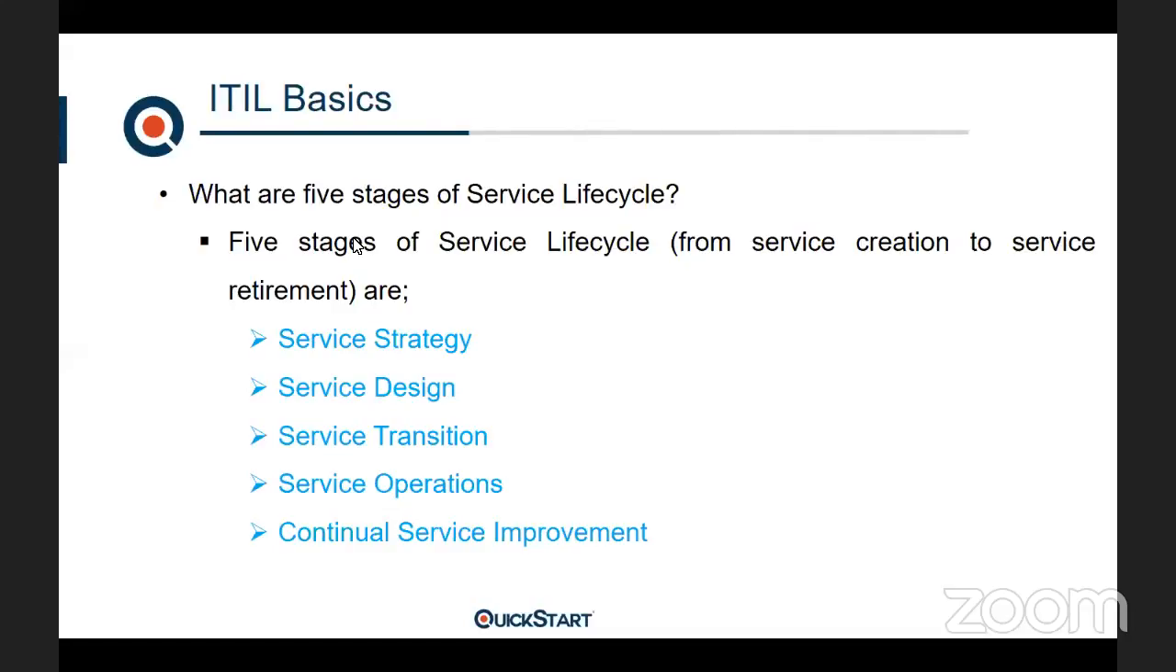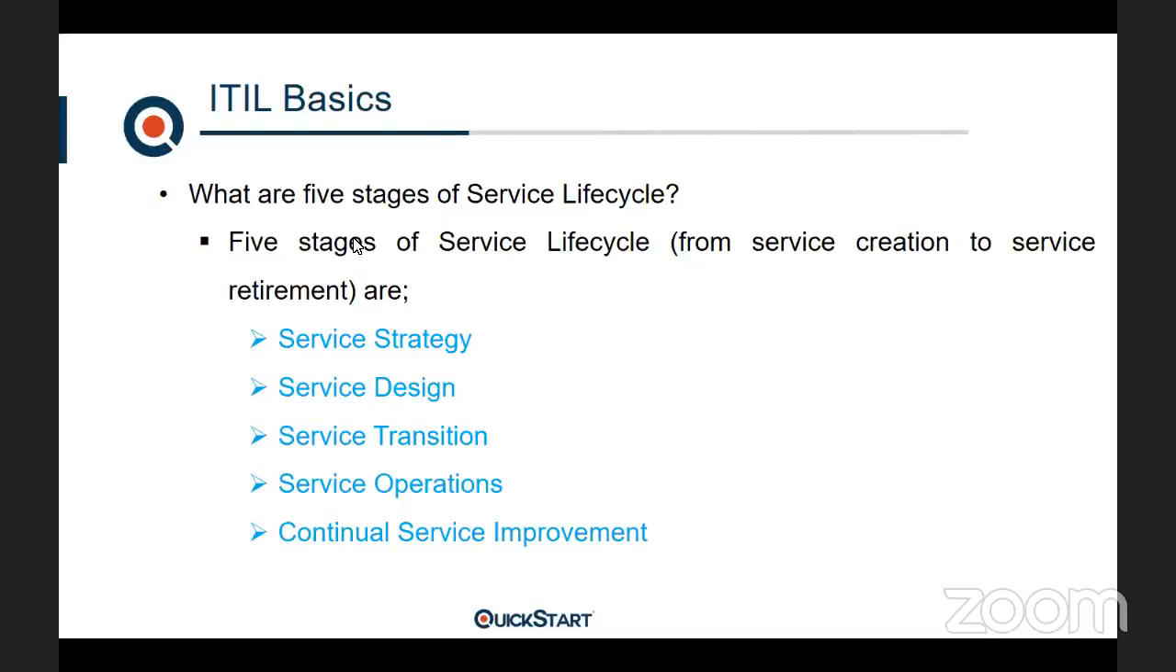And then the fifth one, continual service improvement. It's an ongoing thing. It doesn't stop. It is actually implemented on the rest of the four stages of the service life cycle. It looks for opportunities to find improvements in different stages of the service life cycle. It uses something like the Deming cycle and different approaches basically to find opportunities in the different stages of the service life cycle.